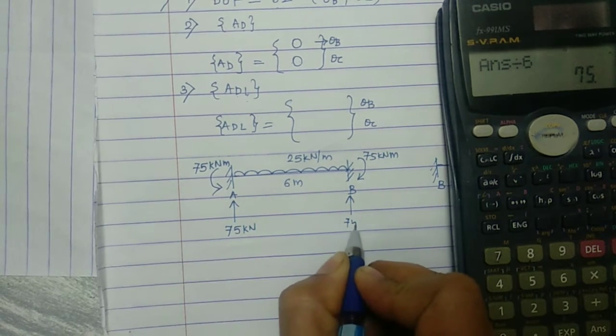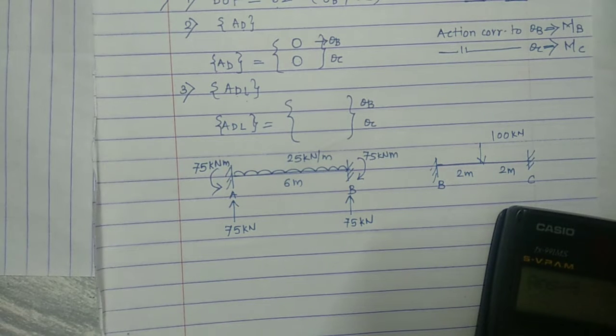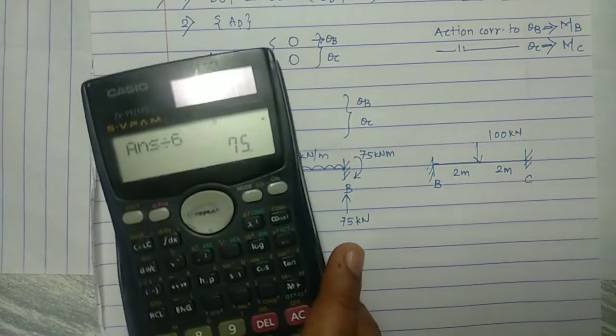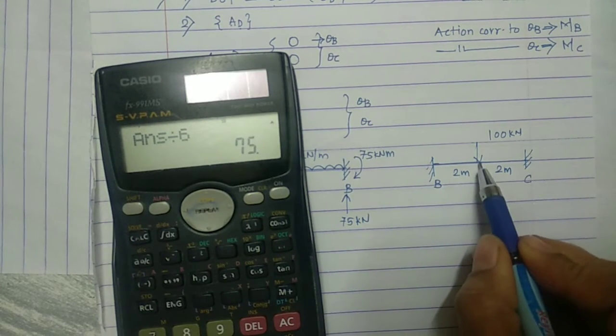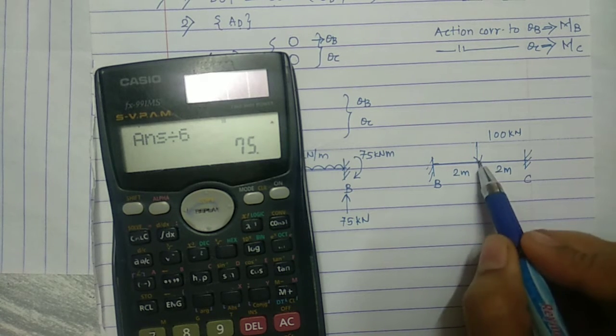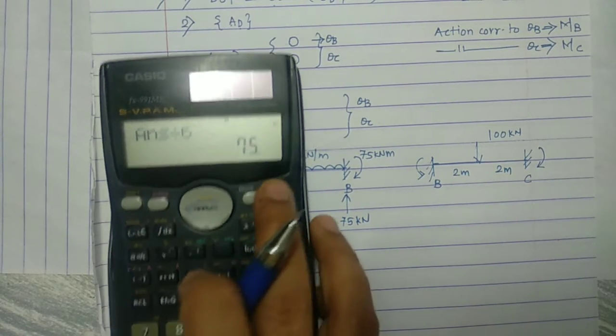75 kilonewton. 75 kilonewton. So that is the moment here. Sorry, reaction. The same calculation you have to do for the second member also. So in the second member, that force is acting at the center. So it is a point load at the center.